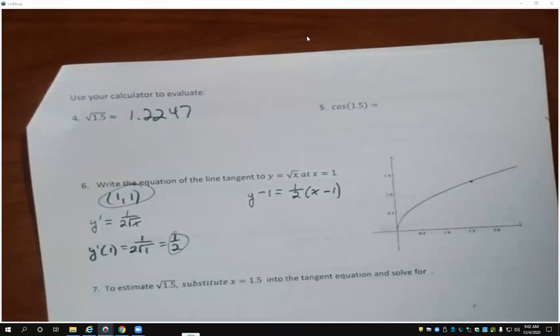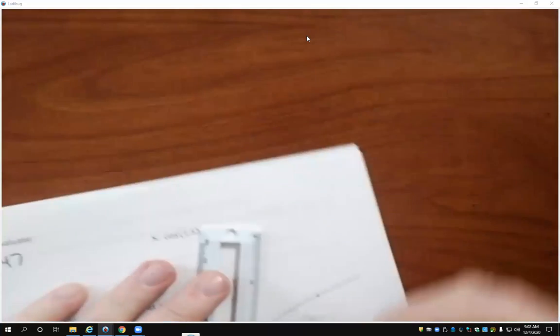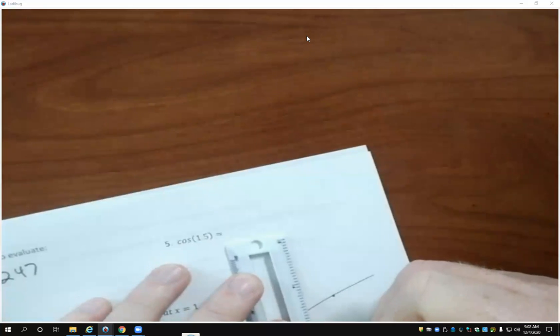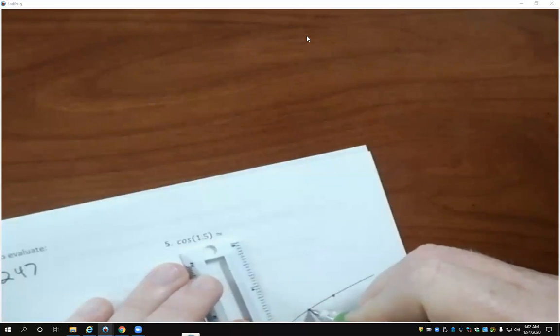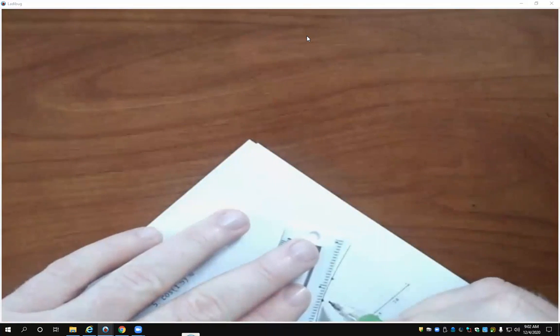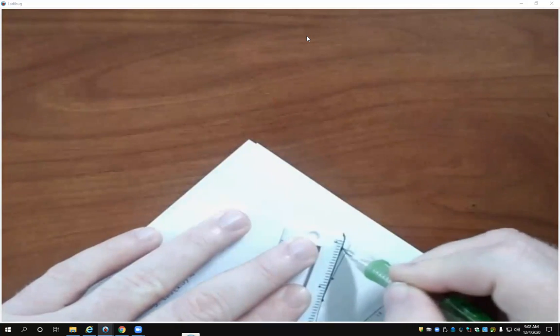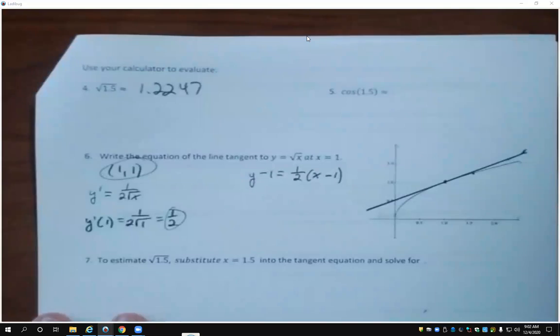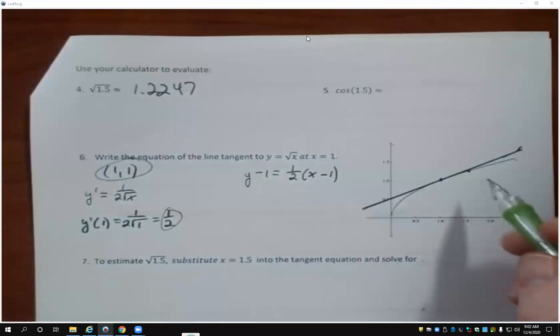And I'm going to try to draw this in as best as I can. I'm kind of just going to make it up a little bit, but let's just say that's when x equals 1. And so my tangent line looks something like this. You don't need to do that unless you want to, but you could just sketch it.